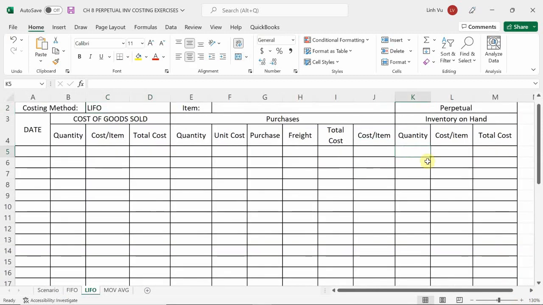So we have a total of 50 units, $3 each, for a total of $150. Okay. And of course, you can have your tally up total right here, so equals sum. So we know how many items we have on hand at all times.